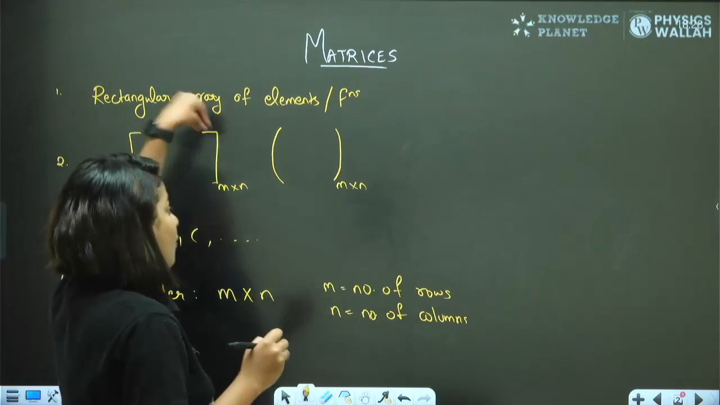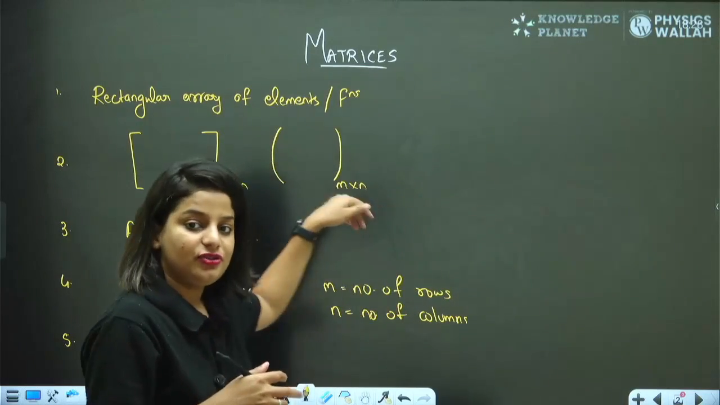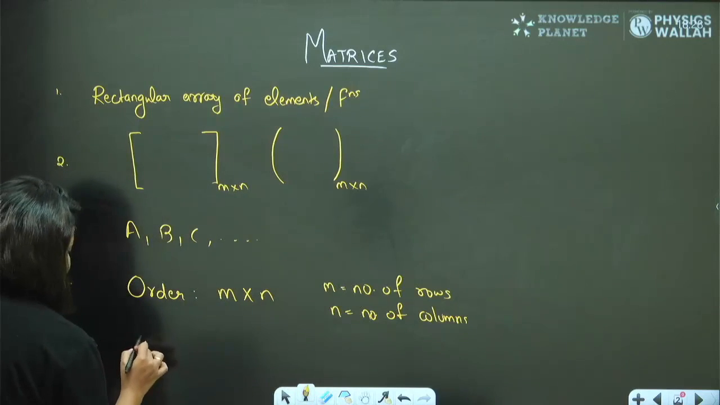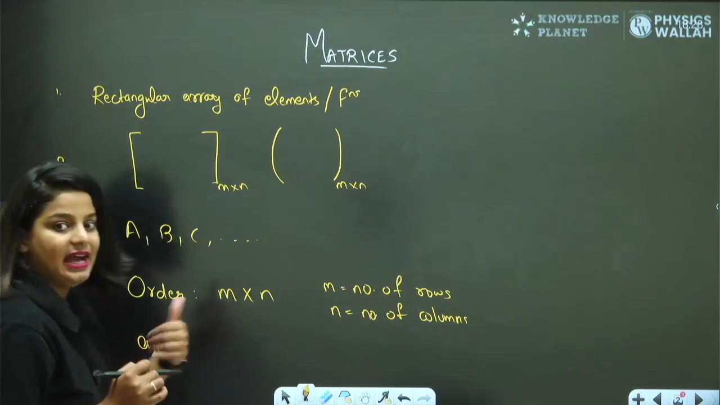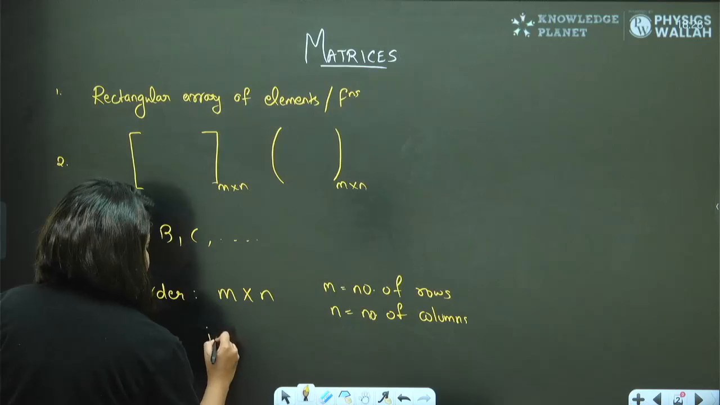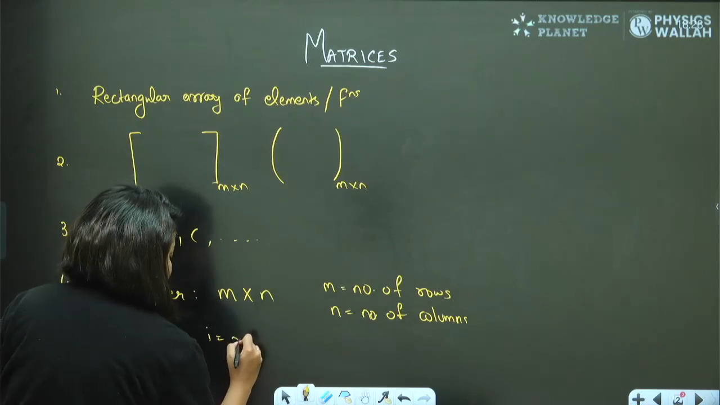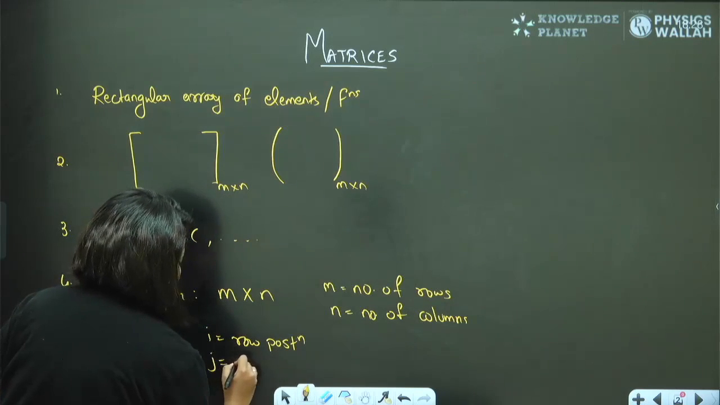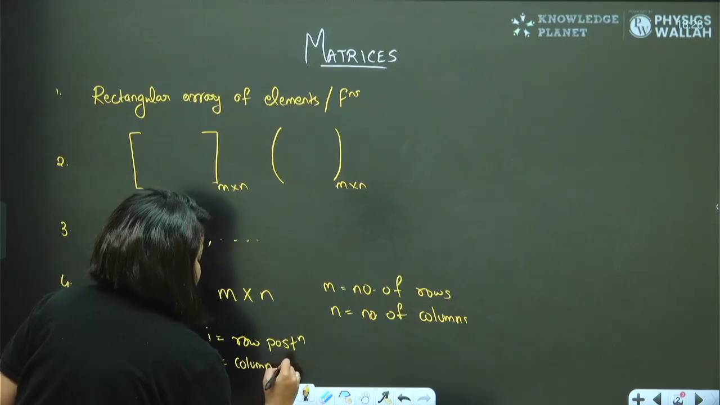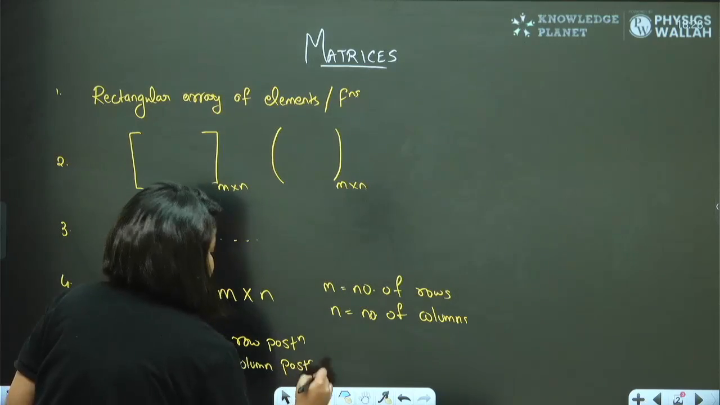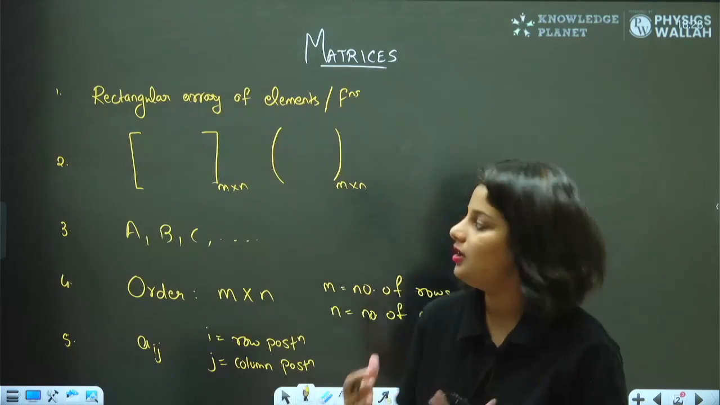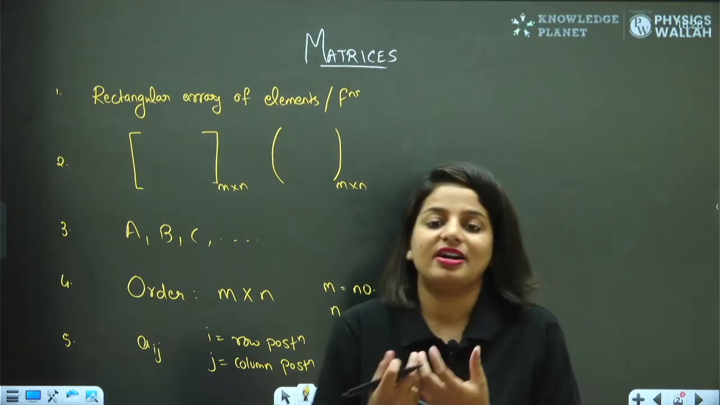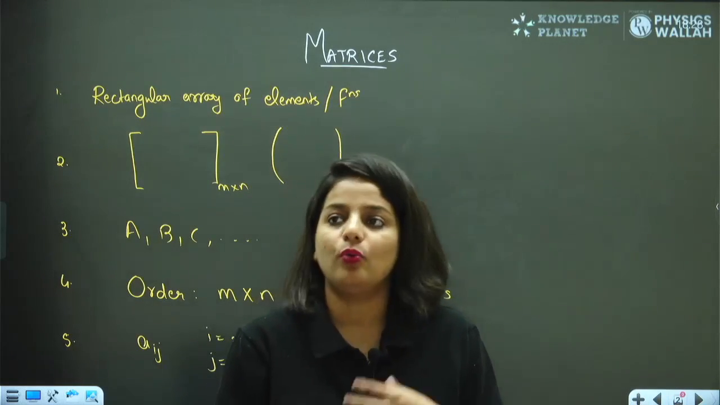Now within a matrix, once you know the address of the matrix, you need to know the address of each element in the matrix. An element in a matrix is written as Aij, where i denotes the row position and j denotes the column position. i will tell you in which row the element is present, j will tell you in which column the element is present. Using this basic information, a question like construct a matrix can come, or what is the order of a matrix.